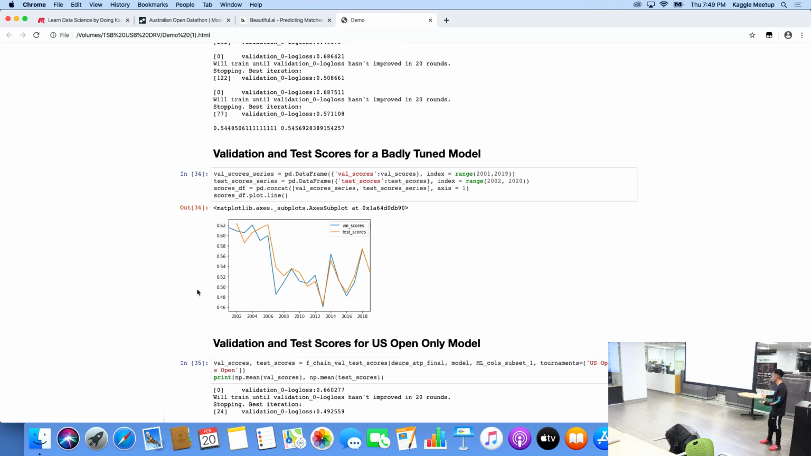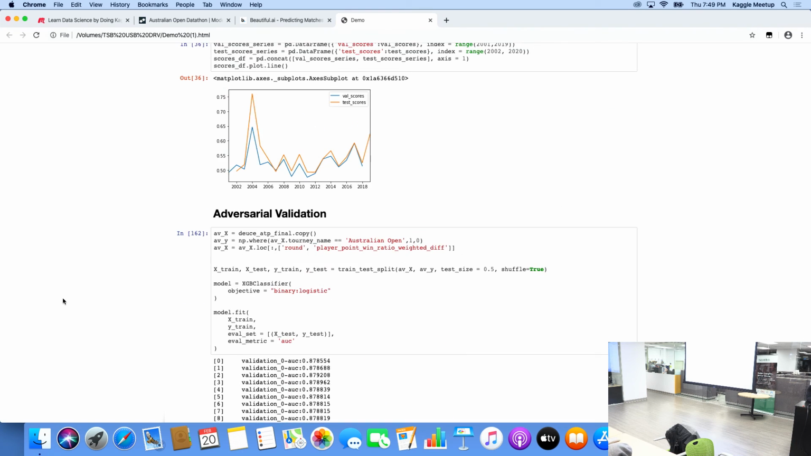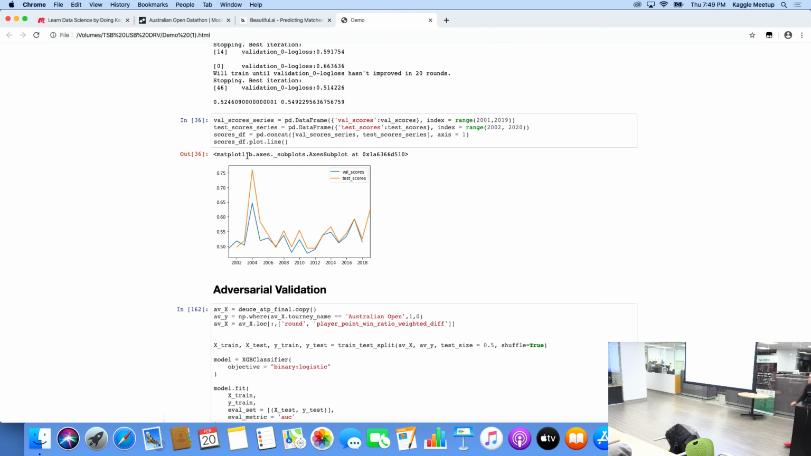I'm not sure what the correct interpretation is, but I just thought that was interesting. You see it like a really big problem when you have the US Open, right? I don't know what happened in 2004, but as you can see, there is some difference, so potentially suggesting that maybe it's not such a good idea to include the US Open.